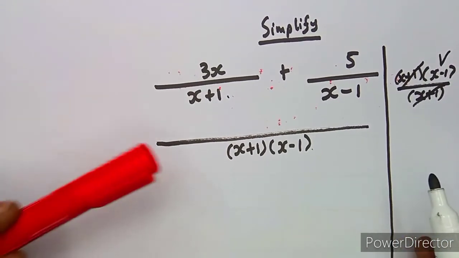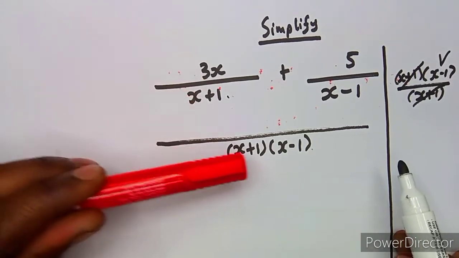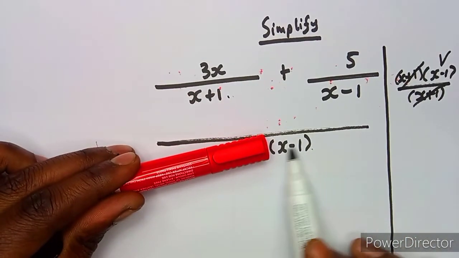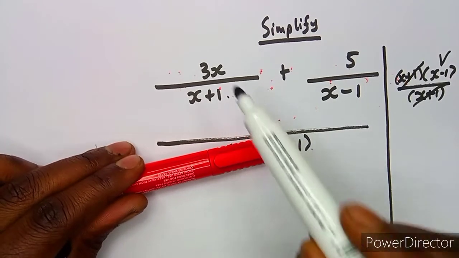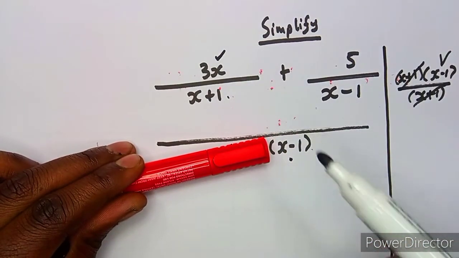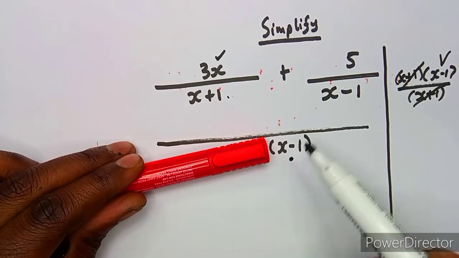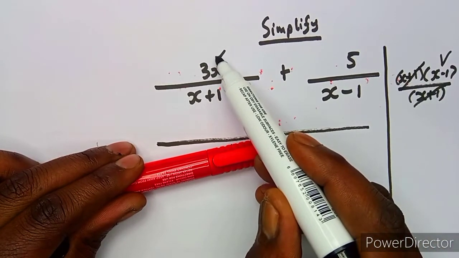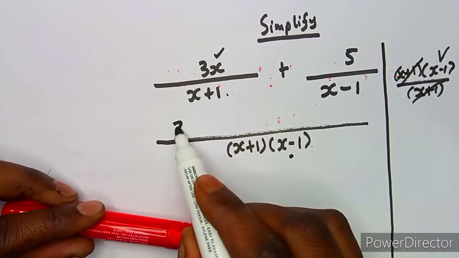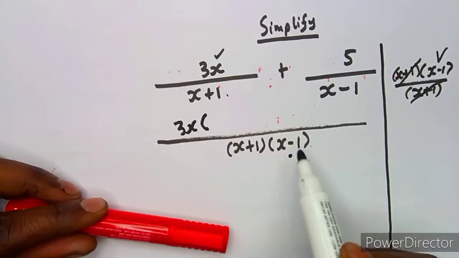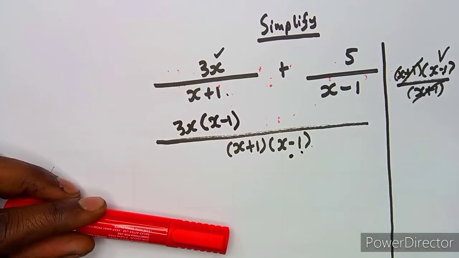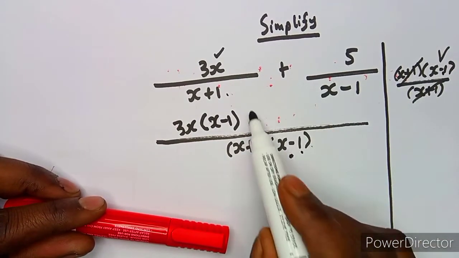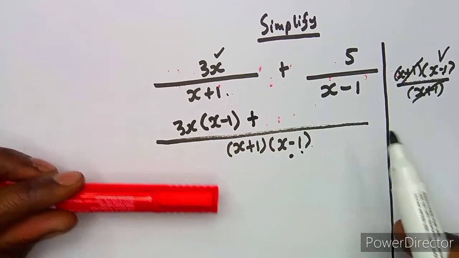So you always note that when you've got x plus 1, you're going to remain with this part, which is x minus 1. This part that you remain with, you multiply to the numerator. Take note, guys, the part that you remain with, you multiply it back to the numerator. So it's going to be 3x times the part that you are remaining with, which is x minus 1. Plus, we do the same again.